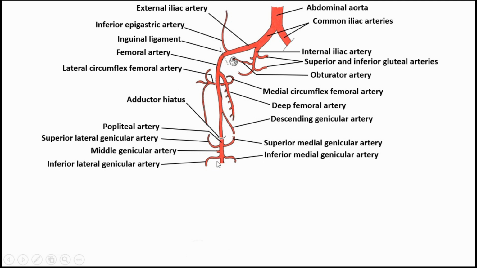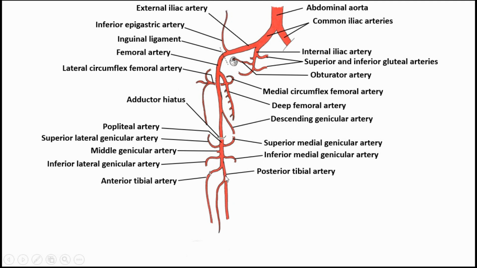Now in the posterior leg, the popliteal artery ceases to exist when it splits into the posterior tibial artery and anterior tibial artery. Now the anterior tibial artery passes through the interosseous membrane between the tibia and fibula, and that's how it gets to the anterior compartment of the leg and supplies the muscles that are there.